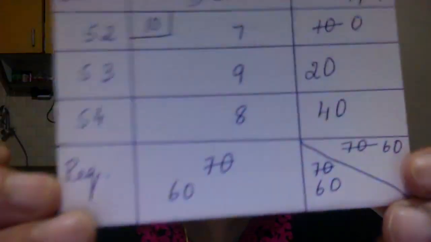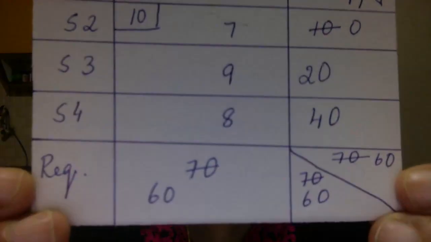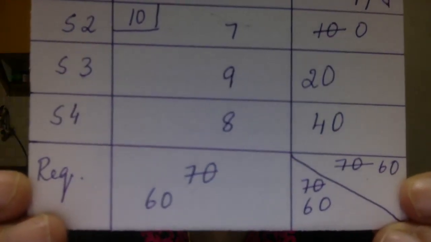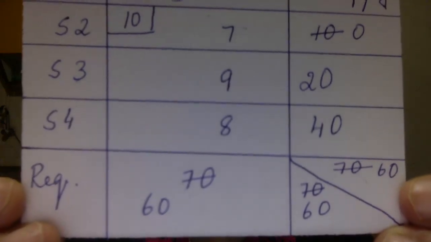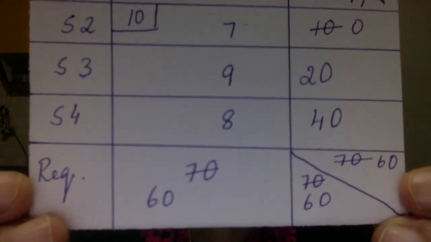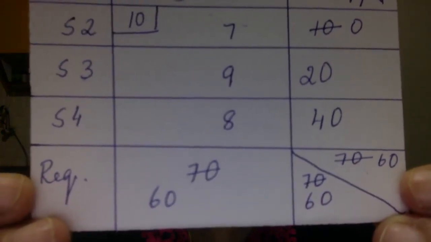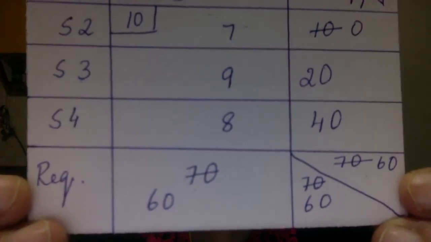First I allotted to 7, cut off 10, made it 0, cut off 70, made it 60, cut off the grand total and made that also 60. So 4 steps I have done here. All right.